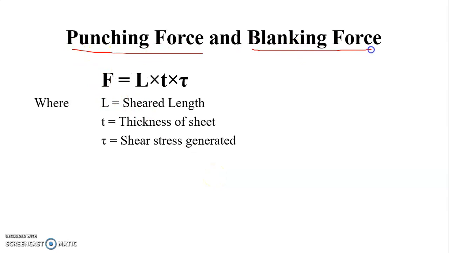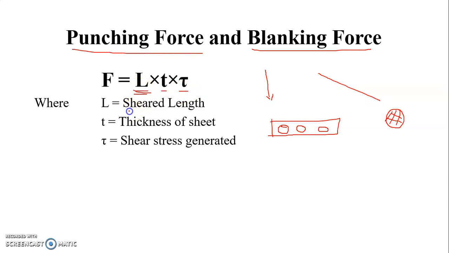Now the punching force or blanking force. What is the punching force and blanking force? We have to give force to the punch so that we get the desired product. In punching we get the product like this, and in blanking we get the product which has been punched, that is a circular shape product. The force required for the punching operation and blanking operation is L into T into tau. As we know, tau is the shear stress generated and T is the thickness, and L is the sheared length, the length sheared by the punch in the sheet metal.